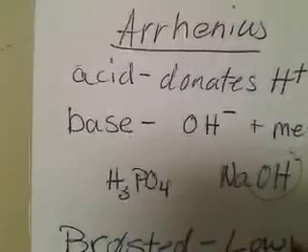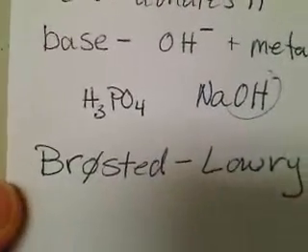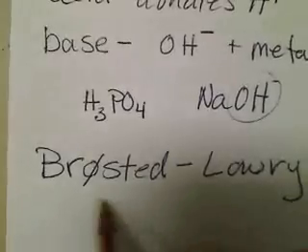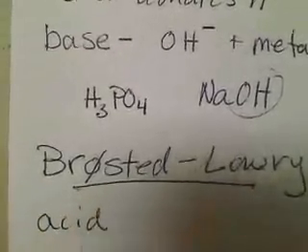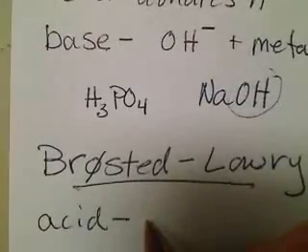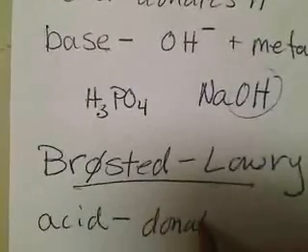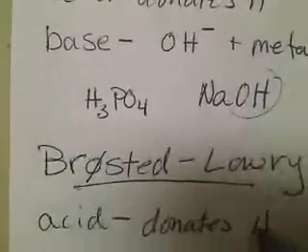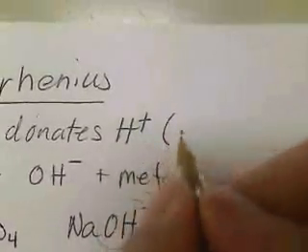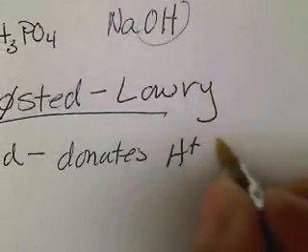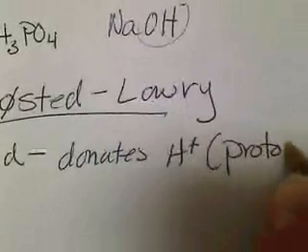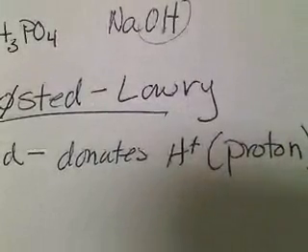Now let's talk about Bronsted and Lowry. Their definition was a little bit more advanced. They said that an acid is anything that donates H+. I want to make sure you understand this: when we say this, I want you to also write proton here, because that is all it is, a proton. So it donates a proton, right?